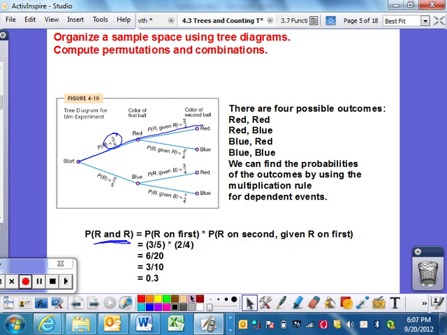Well, that was strictly hinging upon getting the red the first time. I have a 2 out of 4 chance, excuse me. So 3/5 times 2/4. Then you multiply those together, simplify down, and you get a 30% chance of getting 2 reds back to back out of that problem.